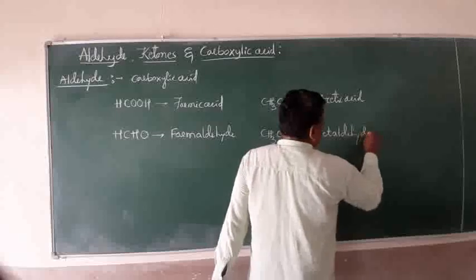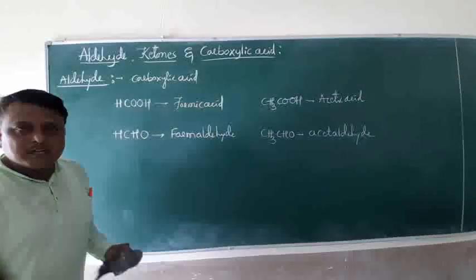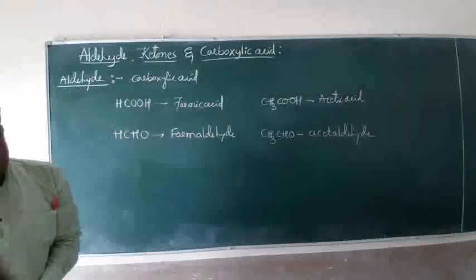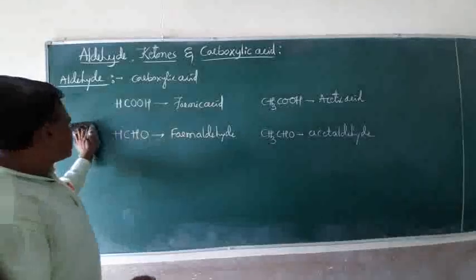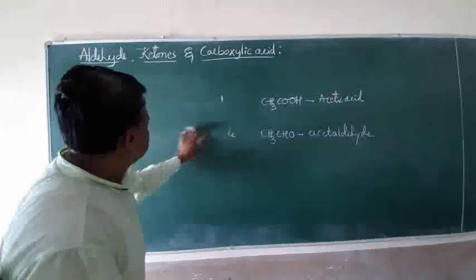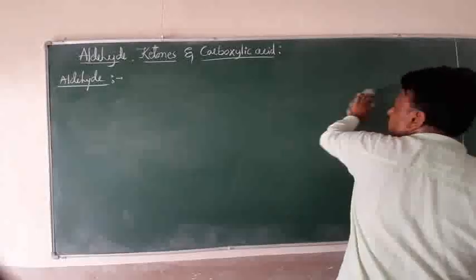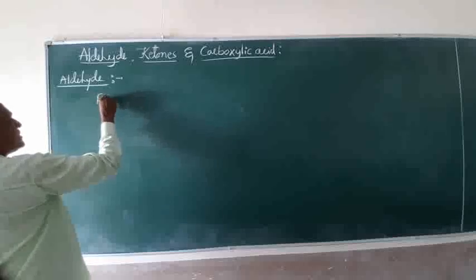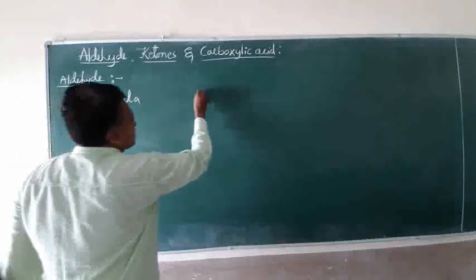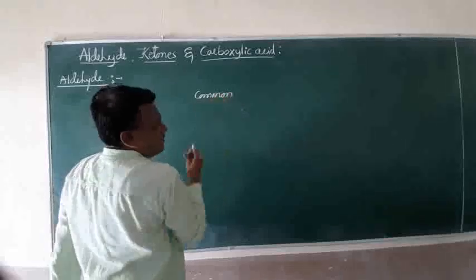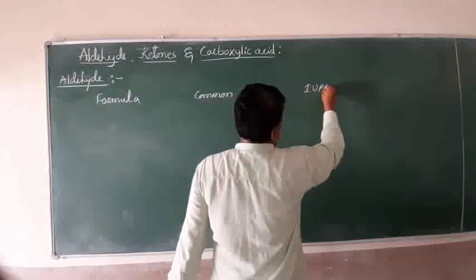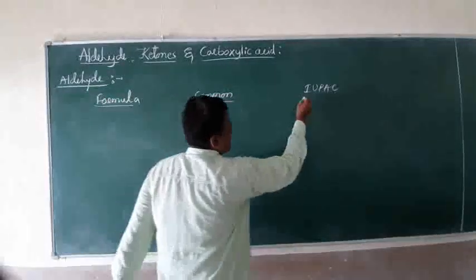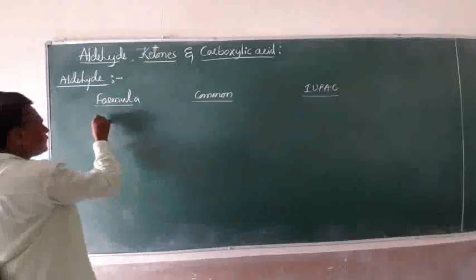Acetaldehyde. Similarly, propanaldehyde, butyraldehyde. So the nomenclature is carried out based on the carboxylic acid. This is similar to ketones also. Better first, friends, let us complete the aldehyde part of the nomenclature. How can you name them? Here we have the formula, the common name, and the IUPAC name.